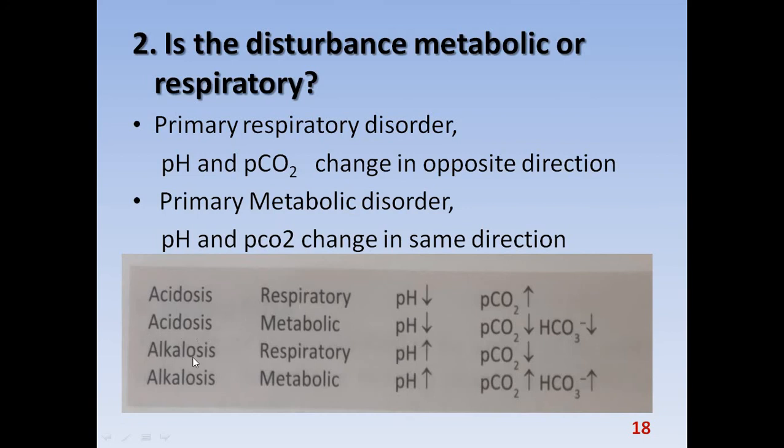Now we'll go to alkalosis. In both the alkaloses, we have to see that the pH is increased. Now let's go to the first alkalosis, the respiratory alkalosis. Then the PCO2 is decreased, and it's in the opposite direction.